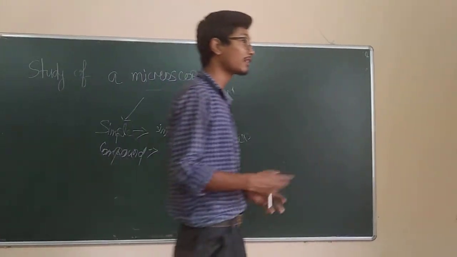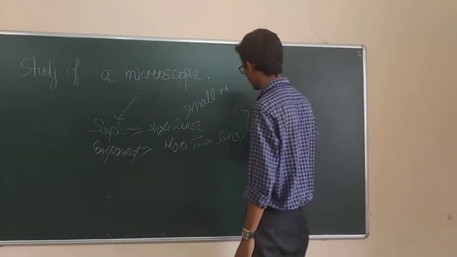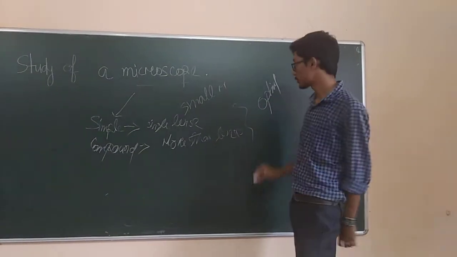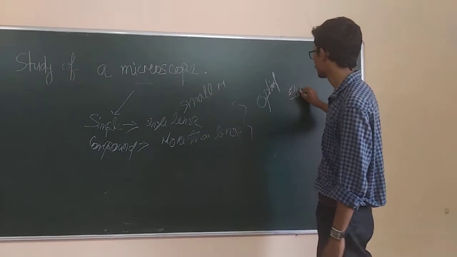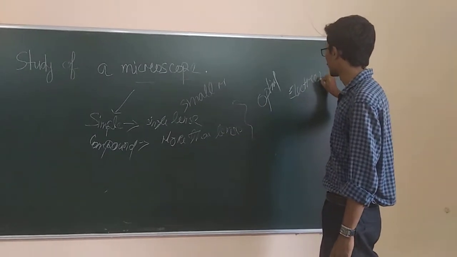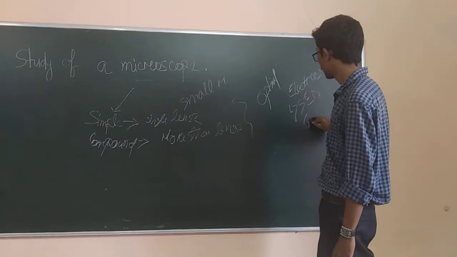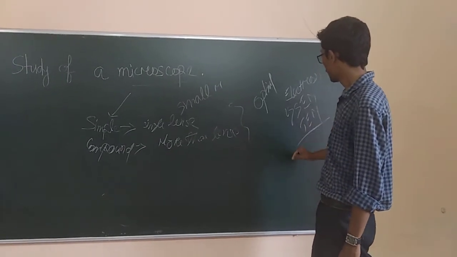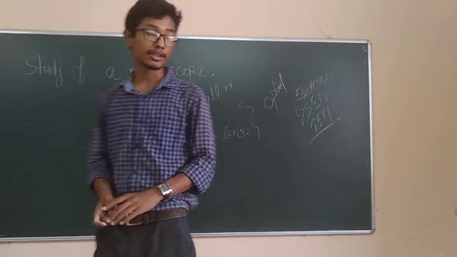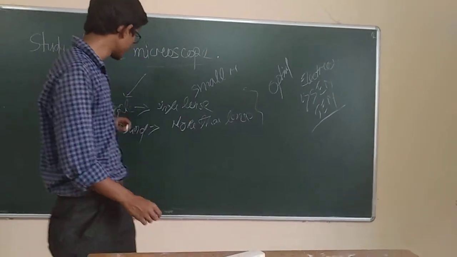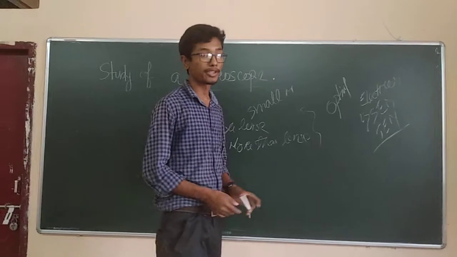So there are other kinds of microscope. These are mainly optical microscopes. There are other kinds of microscope like electron microscope, for example, scanning electron microscope, etc. These are the types of electron microscope, and these are simple and compound types of optical microscope.